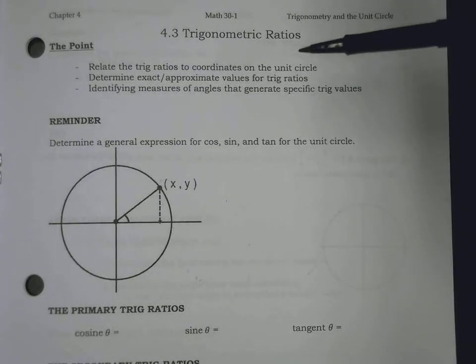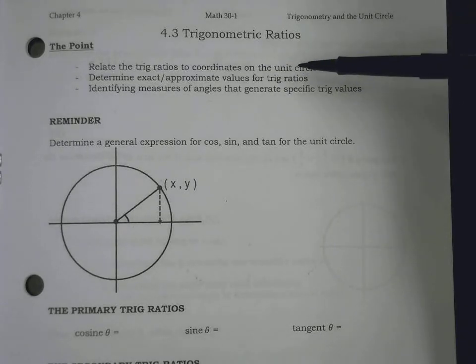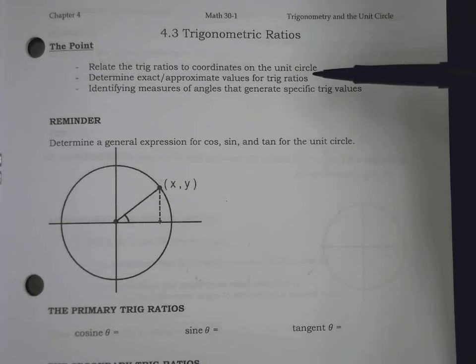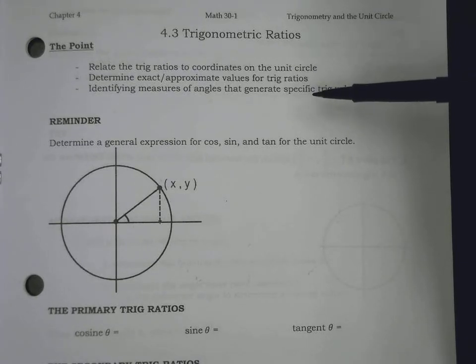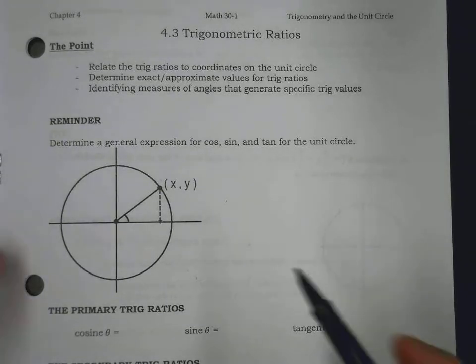The big points for today are to relate trig ratios to coordinates on the unit circle, so connect ratios as coordinates, so sine is y, cos is x, determine exact values for trig ratios, and identify measures of angles that generate specific trig values. So really it's a connection between angles and ratios through the unit circle.